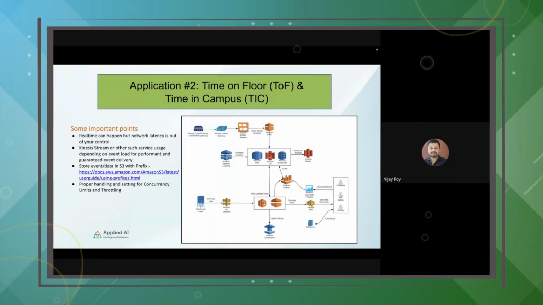So the critical thing to recap here is that we had to make it real time, so a Kinesis stream was used. Guaranteed delivery was a key concern here, so we had to build a solution around that, and then we used Lambda and EMR to make sure that it's processed and the right dashboards and insights are shown using QuickSight. With this, I think we have covered two applications that we want to talk about.